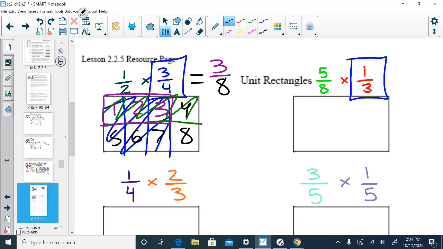Moving on to the next problem here to the right, 5/8 multiplied by 1/3, otherwise known as 5/8 of 1/3. Since 1/3 is what we're starting with, I'm going to go ahead and divide this into 3 pieces, and I'm going to shade in one of those three pieces. Nice, so we have shown this fraction here. And now we need to take 5/8 of 1/3.